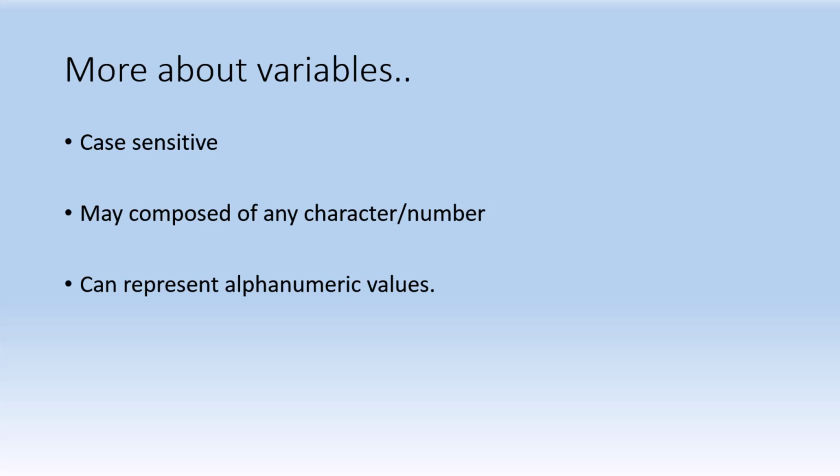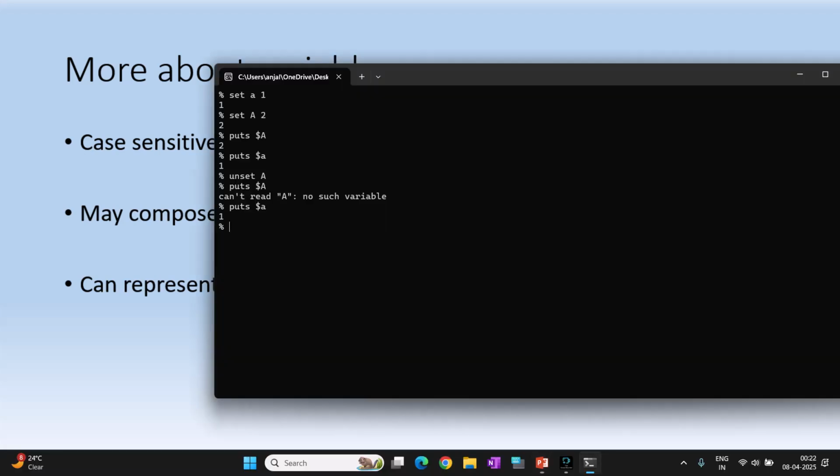So I explained that variables are case sensitive. Now these variables can be composed of numbers, characters, anything. Let's say set 2 0, puts $2. So here my variable doesn't need to be a letter. It can be a number as well. My variable can be a letter, a number, or a character as well.